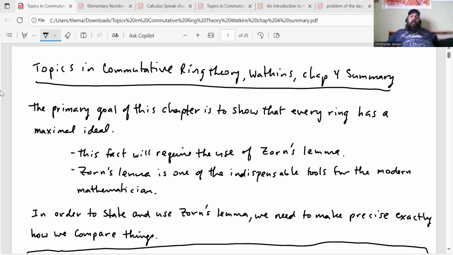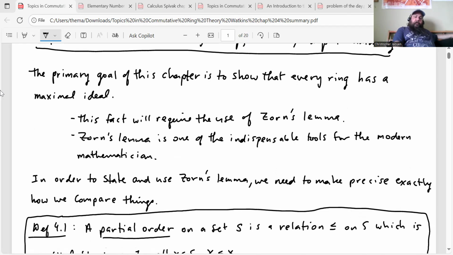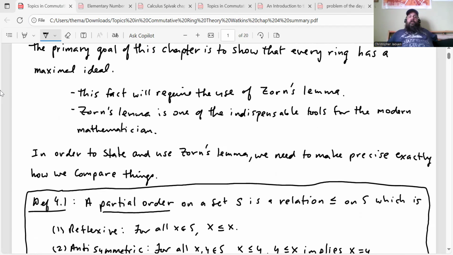So, the primary goal of this chapter is to show that every ring has a maximal ideal. This fact will require the use of Zorn's lemma, which we'll actually talk about in a few minutes. Zorn's lemma is one of the indispensable tools for the modern mathematician. So it's important to know what it is and how to apply it. And we'll apply it for the main goal of this chapter in a few minutes.